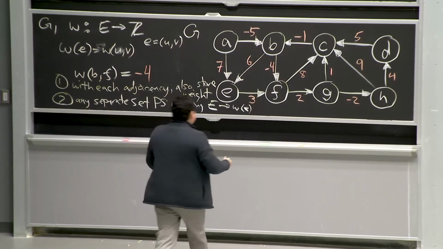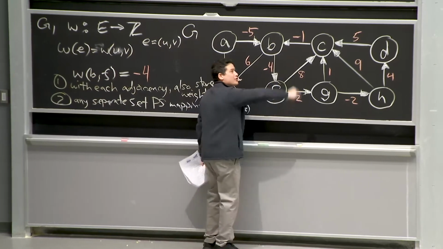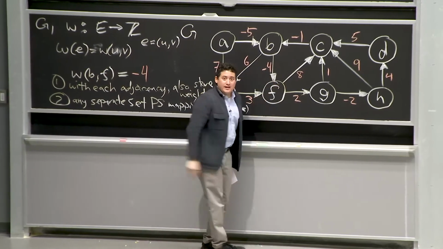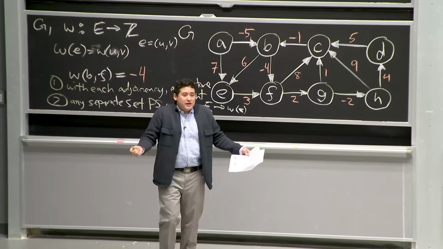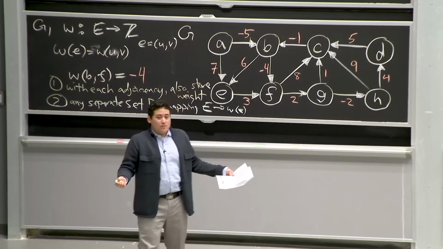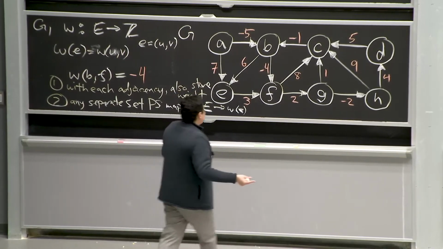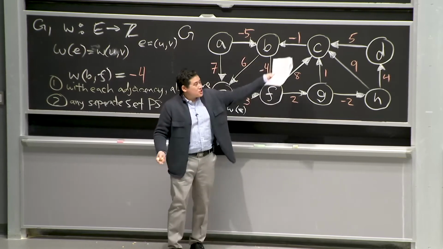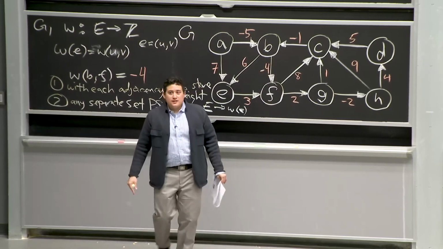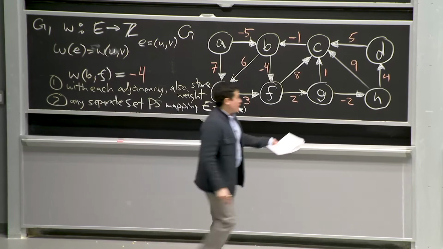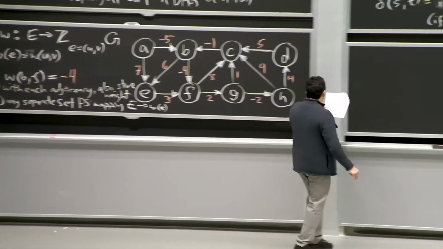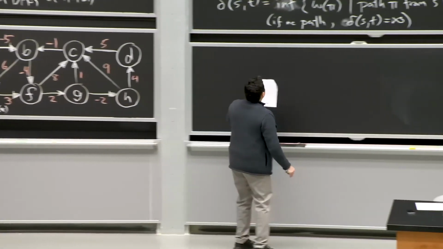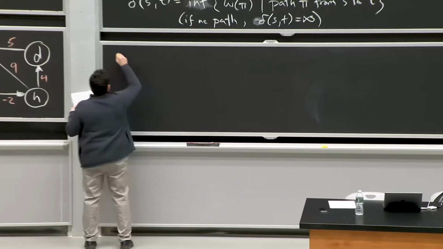So I just keep going around this cycle over and over and over again, and I don't have any finite length minimum weight path, right? In such cases, we just say that delta is minus infinity, right? So the problem here is that we could have negative weight cycles.